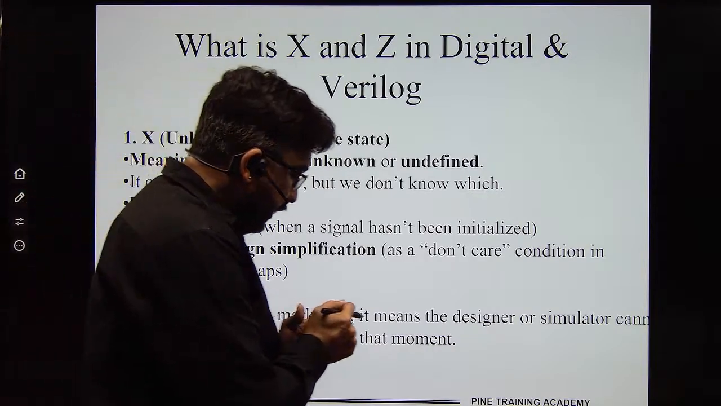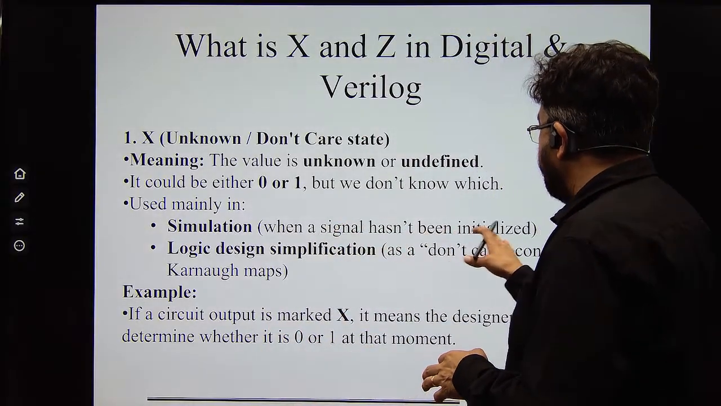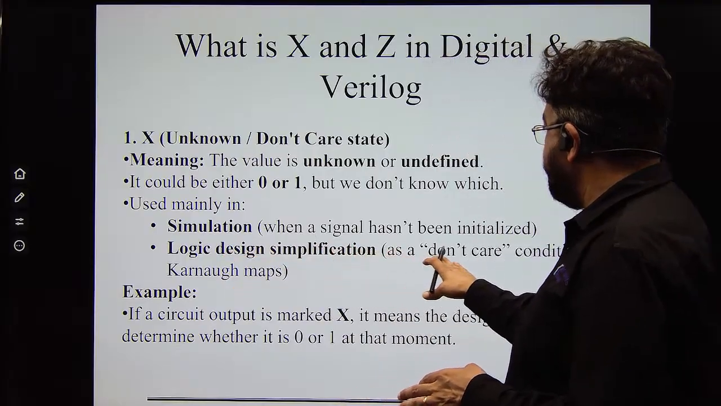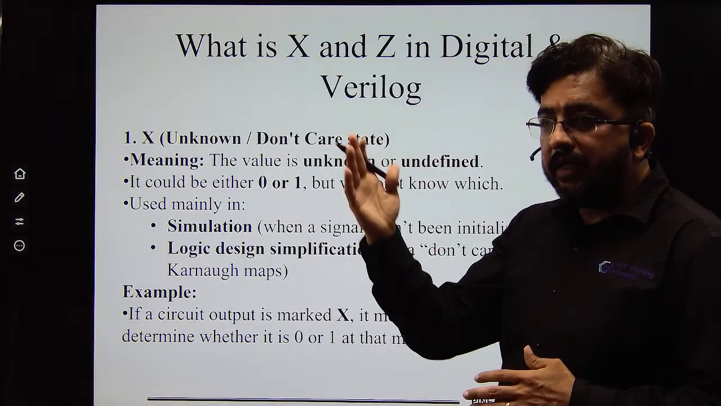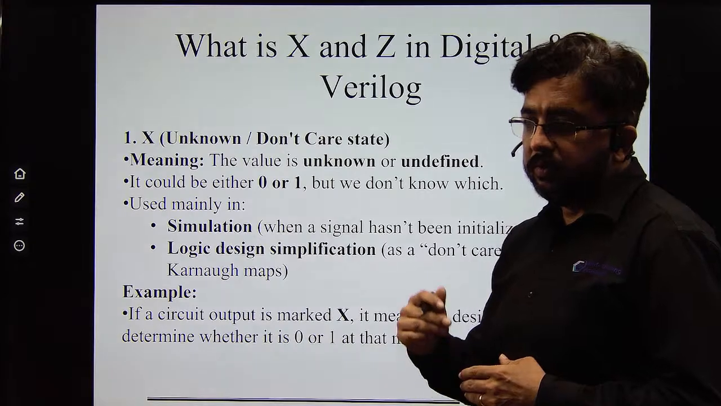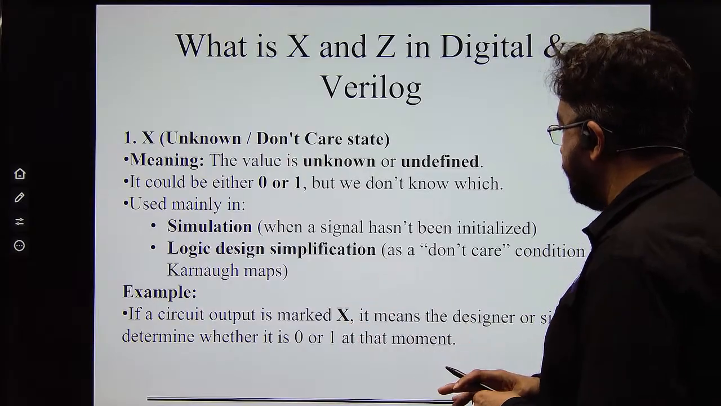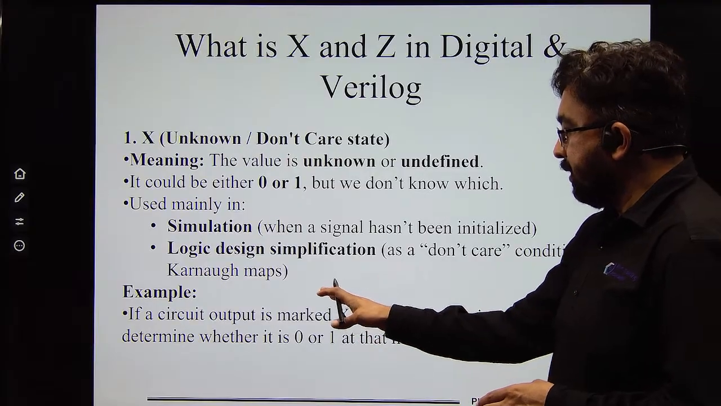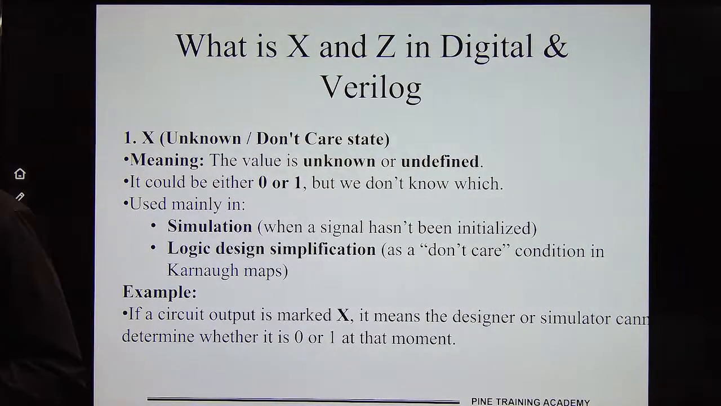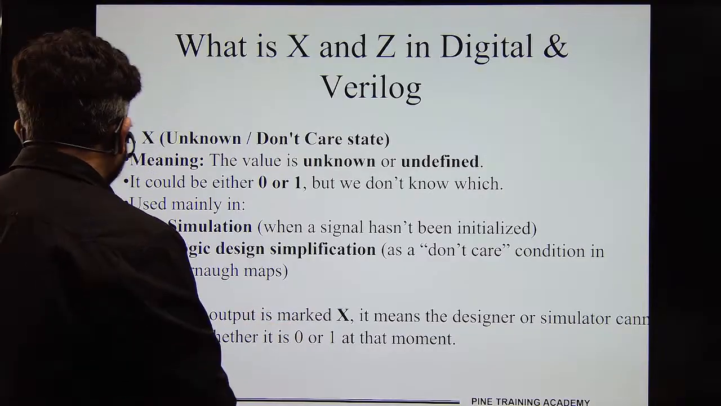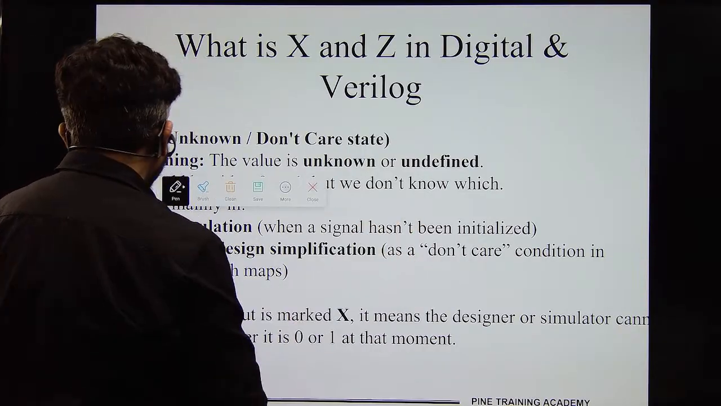Now, mainly you can see X in simulation, and I will show you in simulation, when a signal hasn't been initialized, and in logic design simplification as a don't care condition in K-maps. If you know K-map, maybe you are aware of X, and maybe your faculty member has taught you what X is. X means unknown. If a circuit output is marked X, it means the designer or simulation has not determined whether it is 0 or 1 at that moment. The same thing. But here there is one basic difference which is not added here, let me add it here.